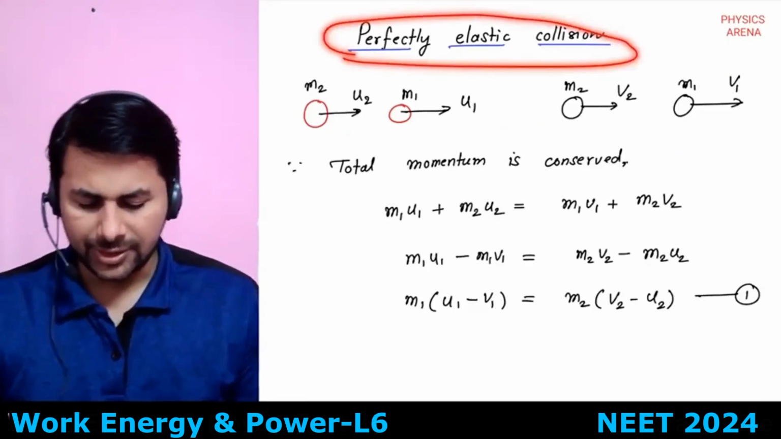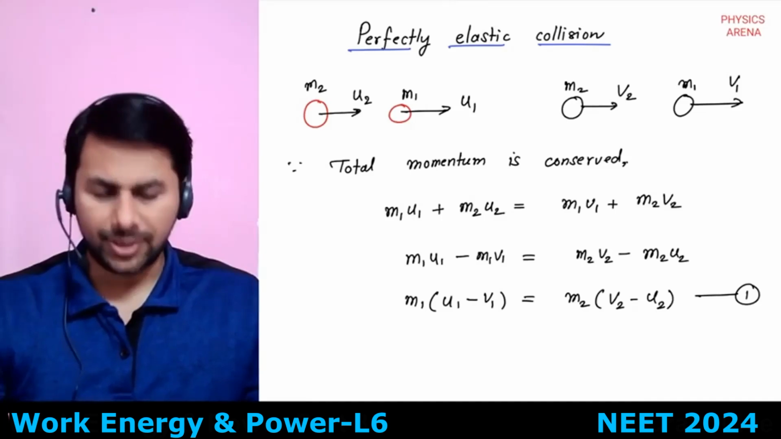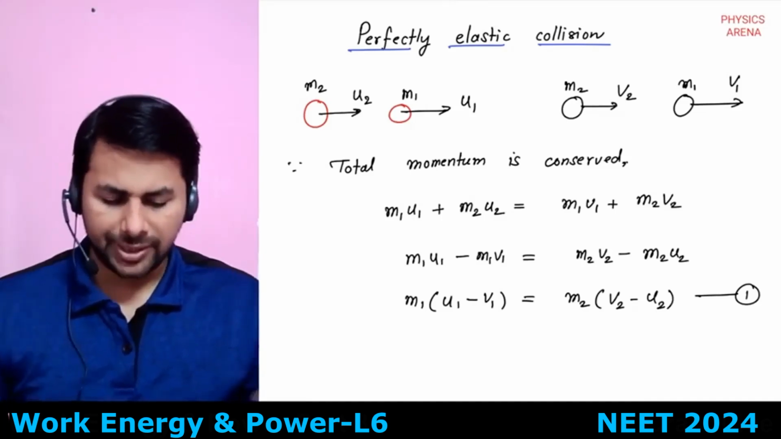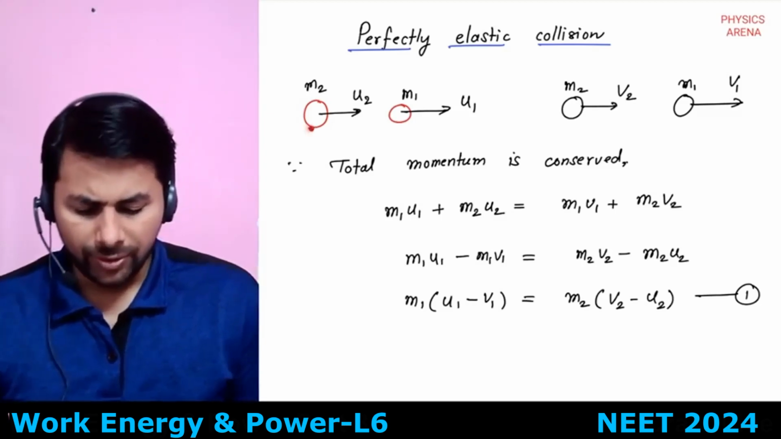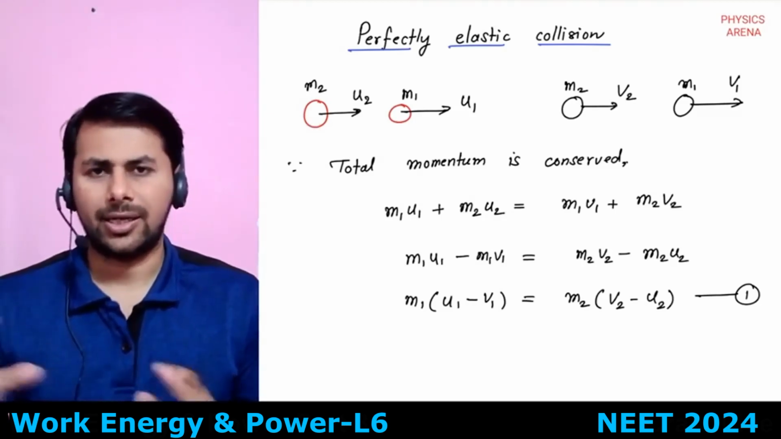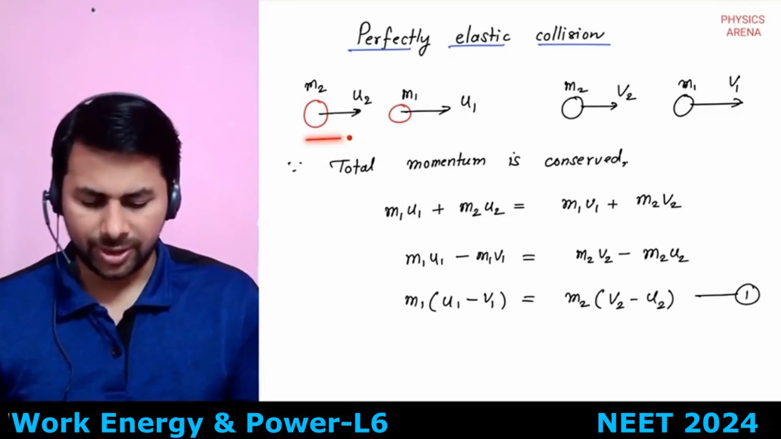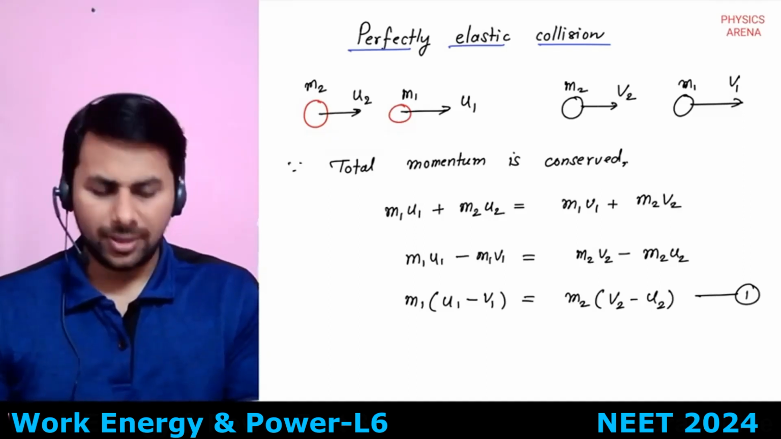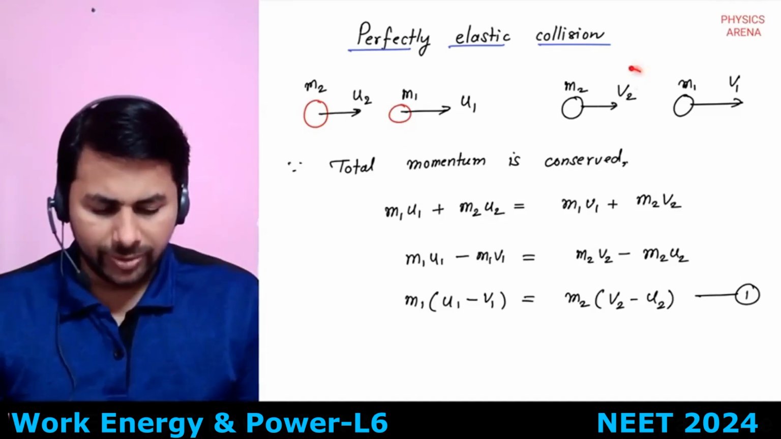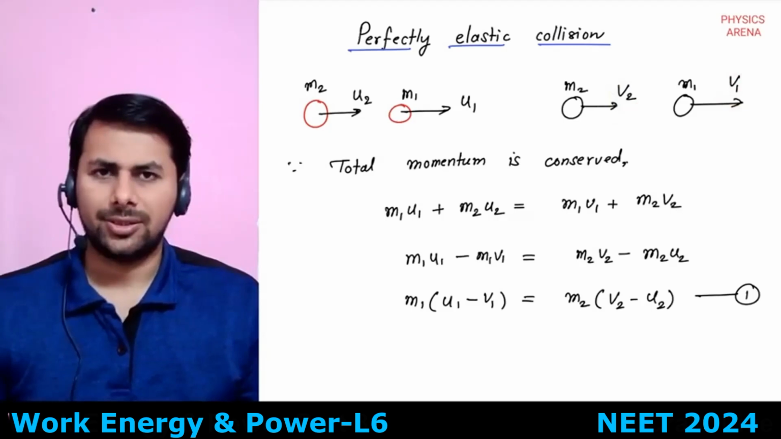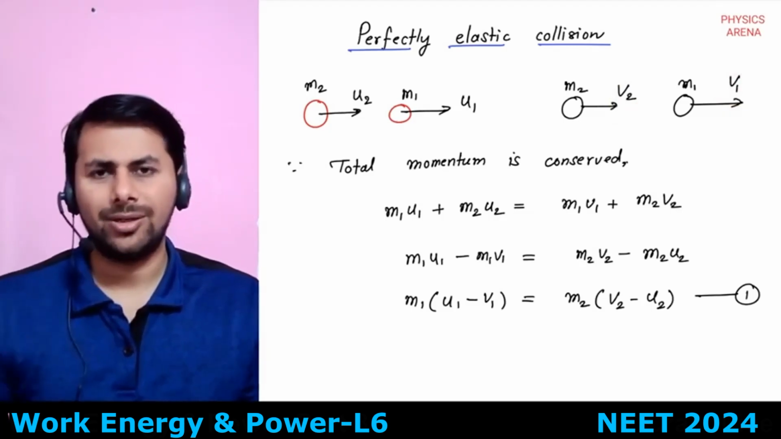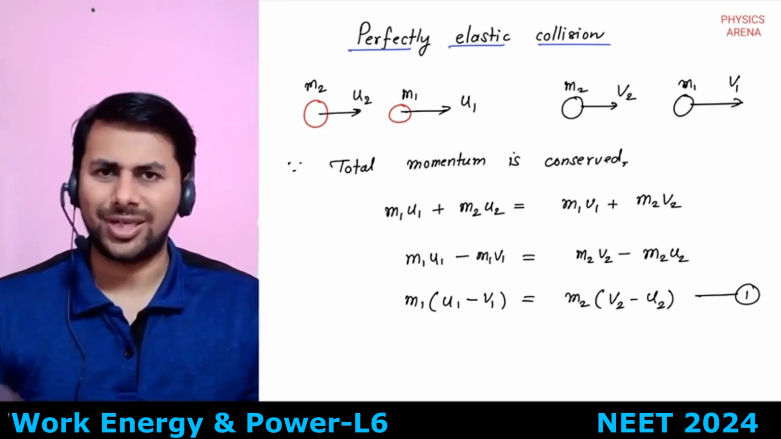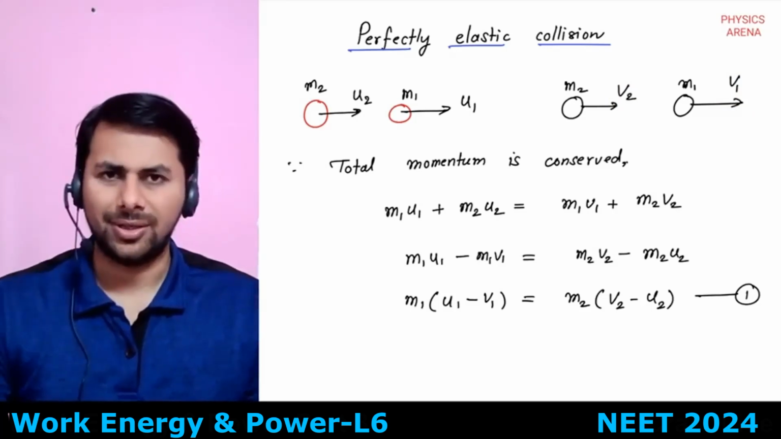After that, we discuss the perfectly elastic collision. What do we want to find out? We know the initial masses and initial velocities of the bodies which are colliding, and we want to find out their final velocities. If the collision is perfectly elastic, what will happen to the final velocities? That's what we want to find out.